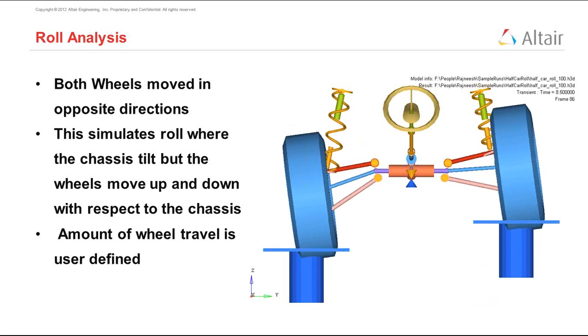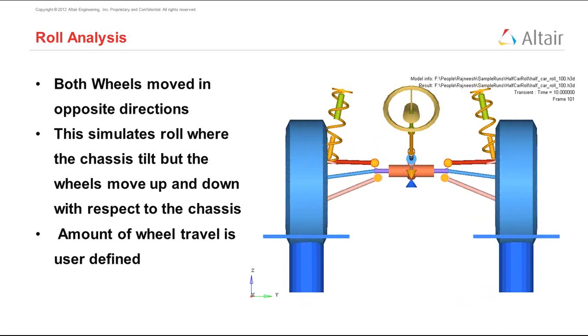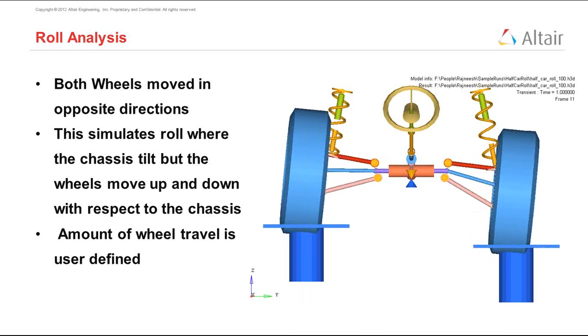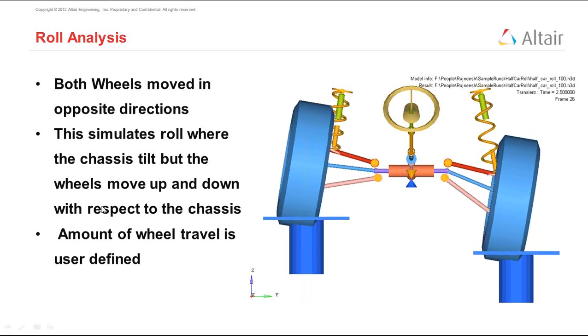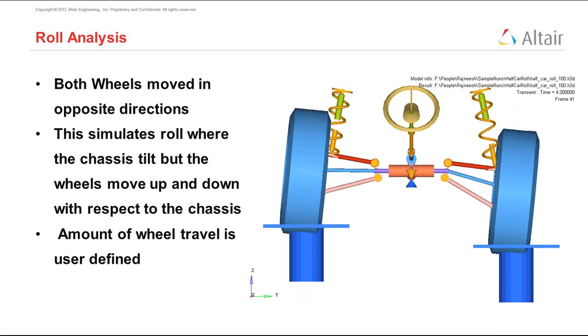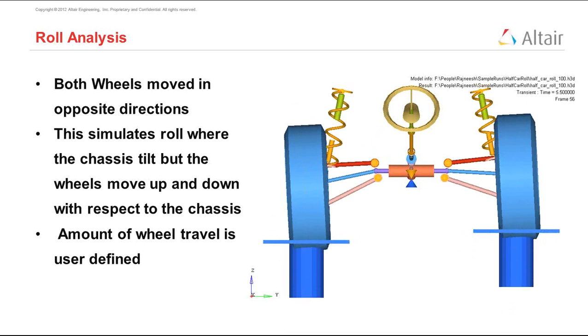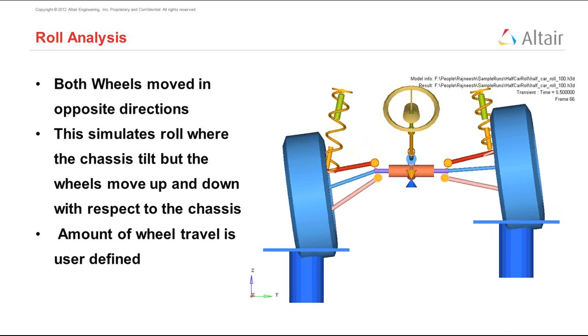What is roll? When a vehicle is cornering, you will see the vehicle roll about an axis, and this is because during cornering, due to the lateral force, there is weight transfer that happens. The weight transfer causes one of the springs to expand and the other to contract, thereby causing the car to roll. Again, in roll, the wheel travel can be user defined, because it's different for different people.